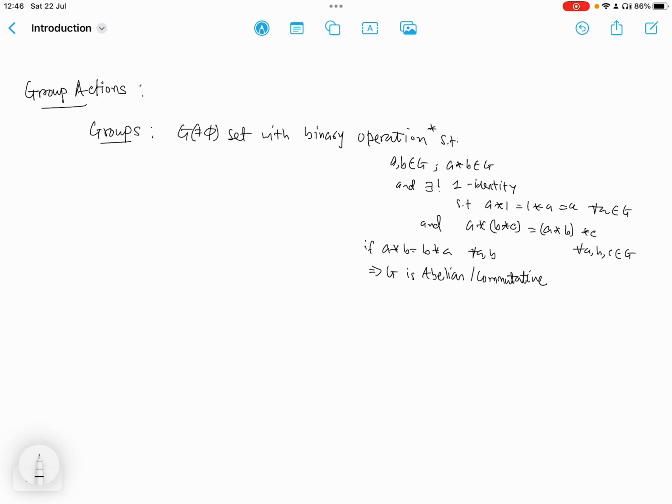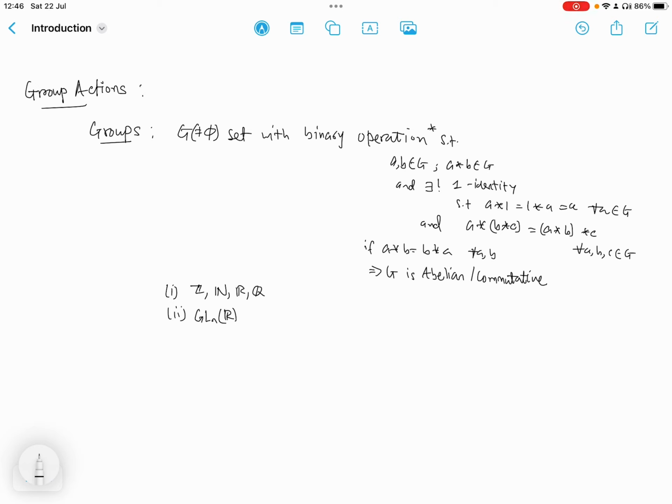Okay, and examples are standard examples. The set Z, the set of integers, the set of natural numbers, the set of reals, rationals. These are all commutative groups, of course, that is natural. And some non-commutative groups, say, the set of n by n matrices over the reals with non-zero determinant is a non-commutative group.